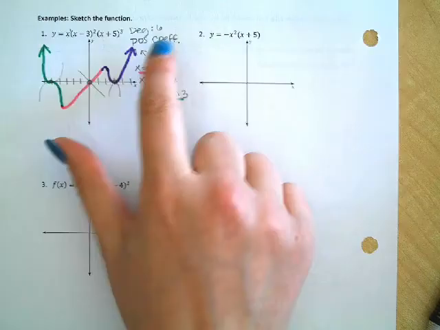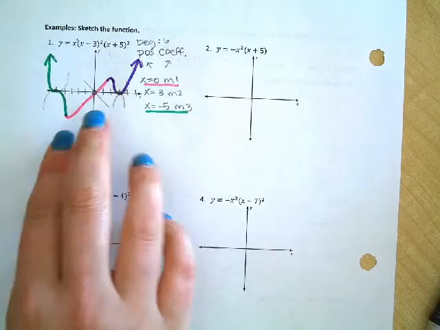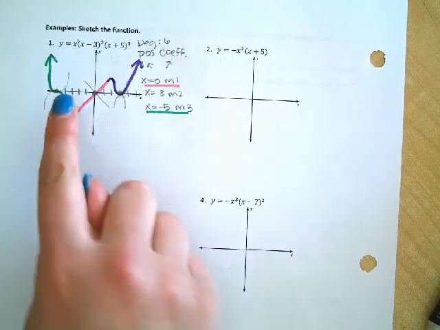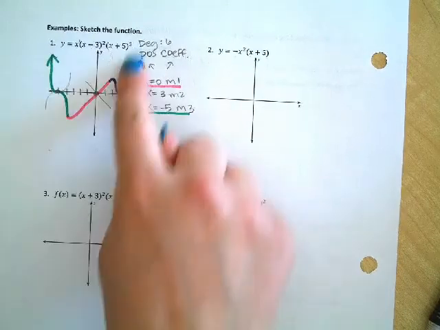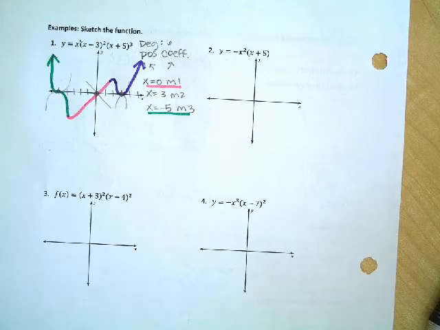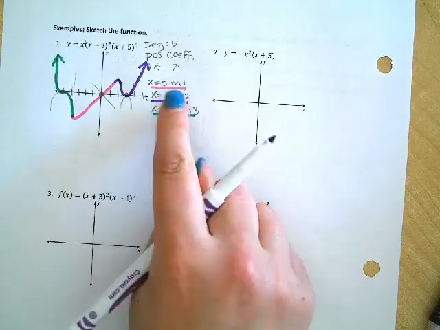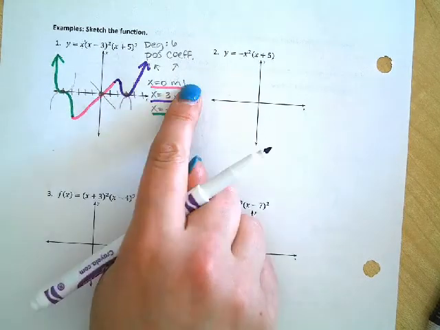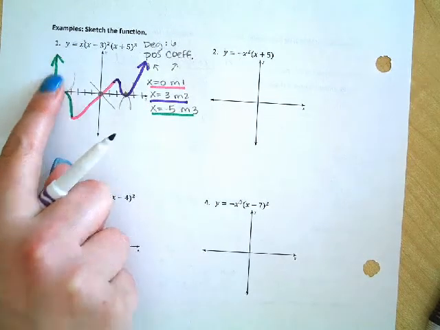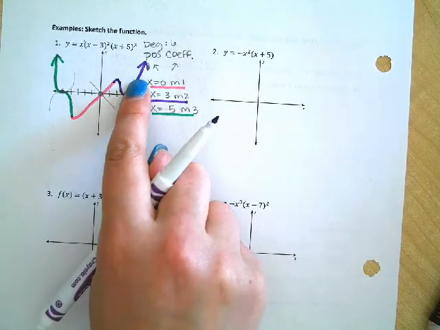So overall, since this is a degree of 6, if I was to zoom out of this picture, it would basically be a U-shaped graph. It's got a little bit of weirdness in the middle, but it's U-shape. And then if I zoom in, which is what I've done here, then I can see that at this x-intercept it goes straight through because it's a multiplicity of 1. At this x-intercept it squiggles through, and at this x-intercept it kind of bounces.